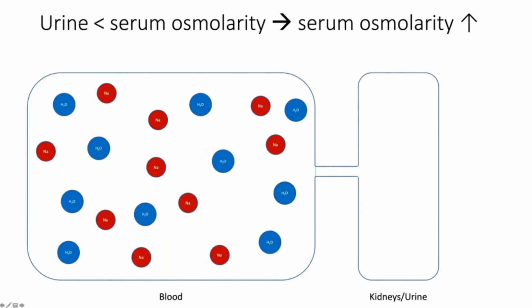So if my urine osmolarity is low, that means that my free water is high. So it's this situation. It means I have more water than solute, relatively. So if I'm losing more water than solute in my urine, that means I have less free water in my blood, which means the concentration of solute, my osmolarity, is going to be high. Does that kind of make sense?